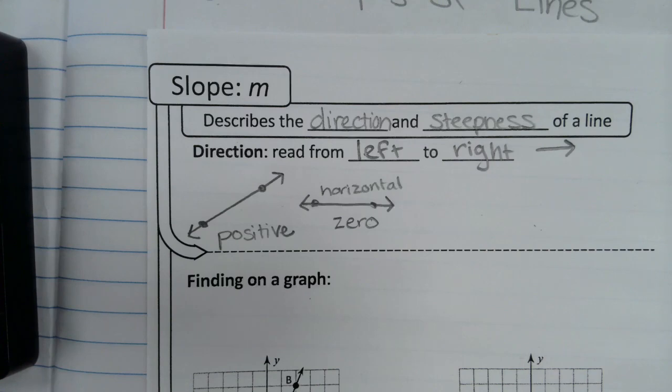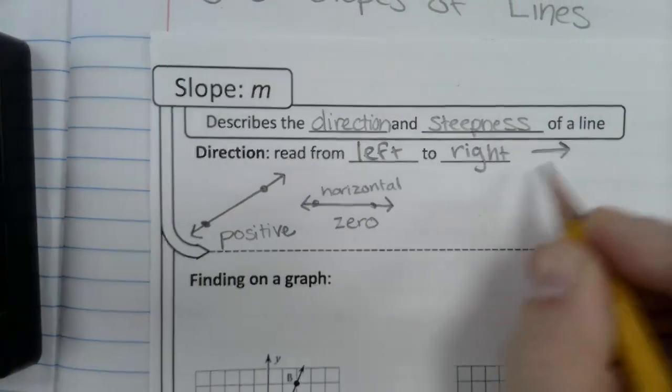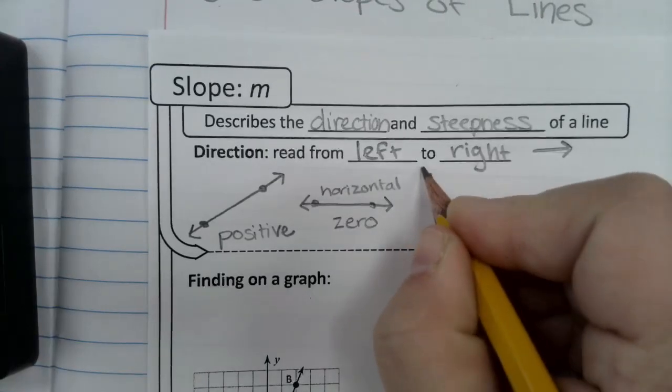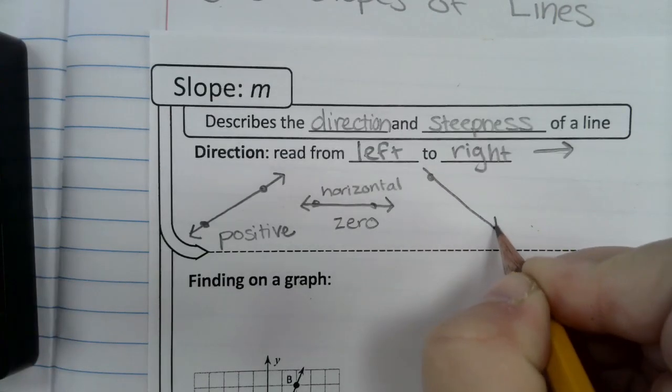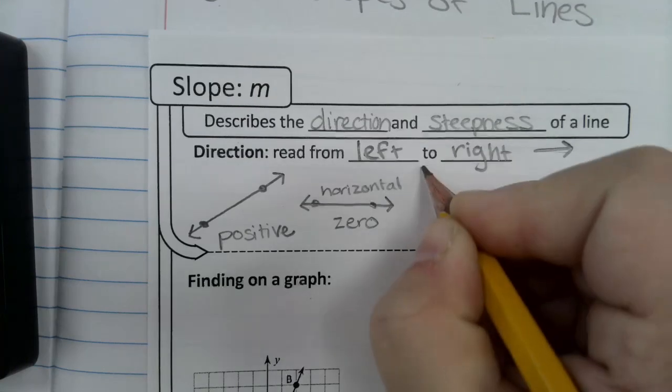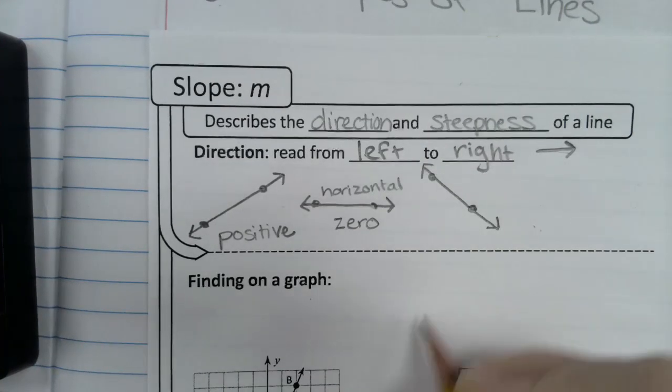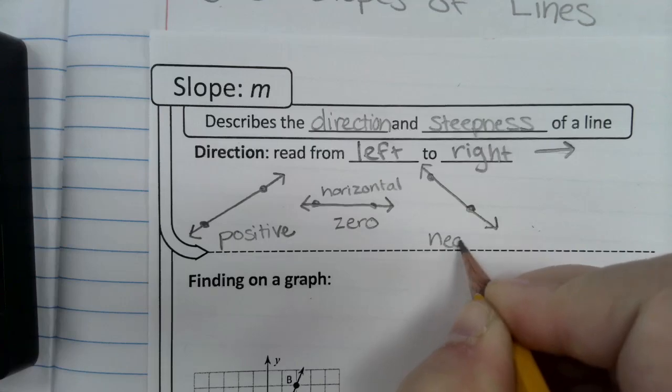So what would a negative slope look like? Down. As I start left to right, we're going to start at the top and work our way down. That would be negative.